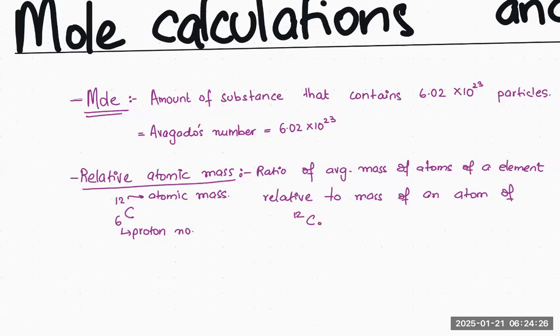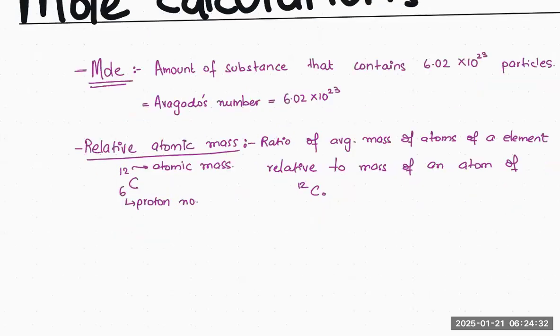Now, why did they choose carbon-12? Why not choose oxygen, right? Why not choose nitrogen? Why not choose something else? Number one reason they chose carbon-12 is because carbon-12 is very abundant, right? It's found everywhere on the earth.